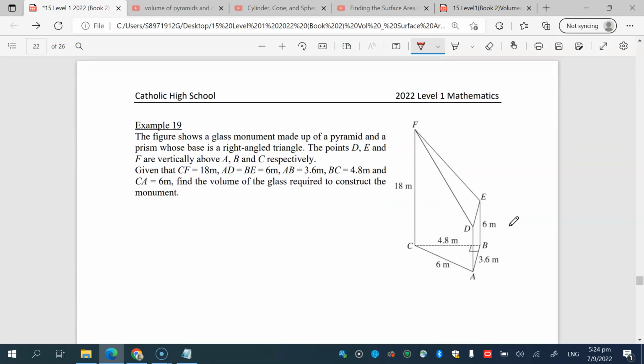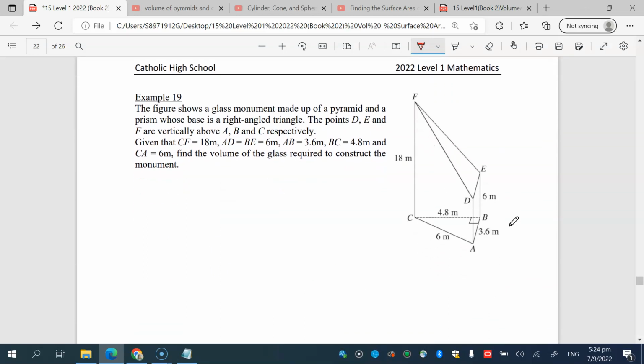Very good. Okay, let's move on to example 19 over here. Just a few more questions before we're done with this whole chapter. Example 19 says, the figure shows a glass monument made up of a pyramid and a prism whose base is a right-angled triangle. If you can't visualize, perhaps you want to draw some dotted lines so that you can visualize the prism and the pyramid. So this part over here is a prism, right? You see this like a cheesecake kind of thing. That's a prism. And then this part over here is the pyramid.